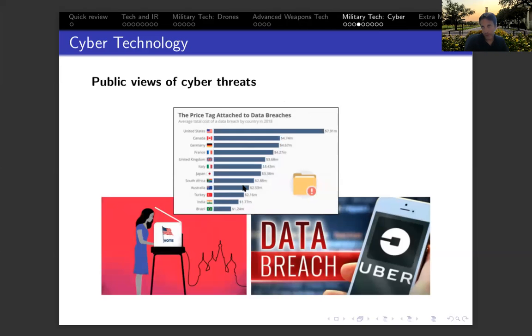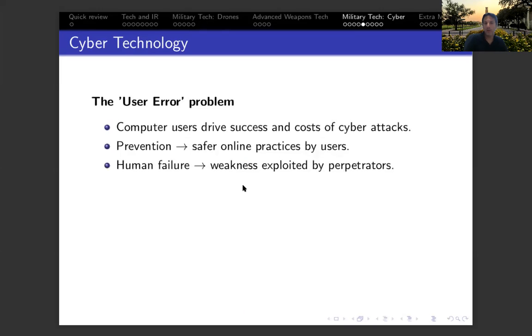And one of the important aspects of those incidents relates to what's called the user error problem. Errors made by the computer users serve as a driver to making those kinds of attacks more successful and more costly. In other words, if we, the users, are able to engage in safer online practices, we can make those attacks a lot less severe. This human failure to engage in safer online practices is very important, exactly because cyber attackers focus on those weaknesses and exploit them in order to spread and create as much damage as possible.